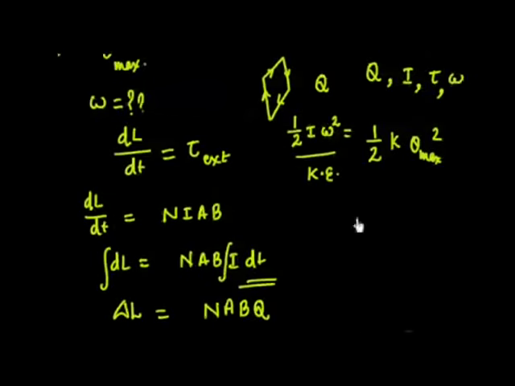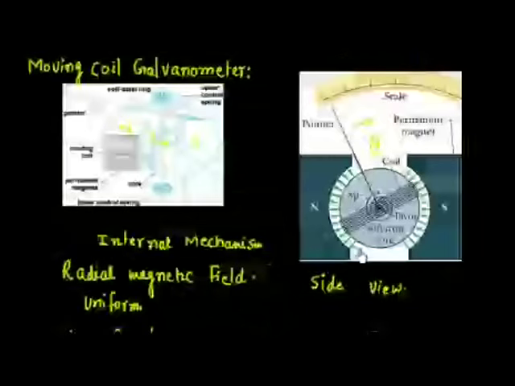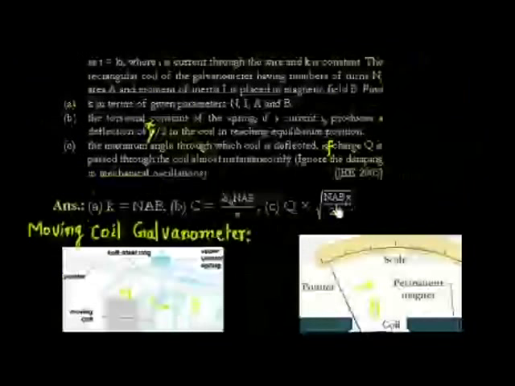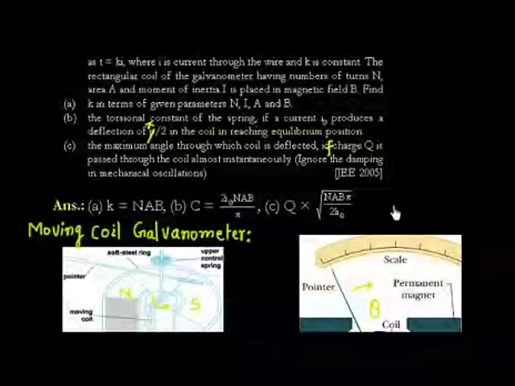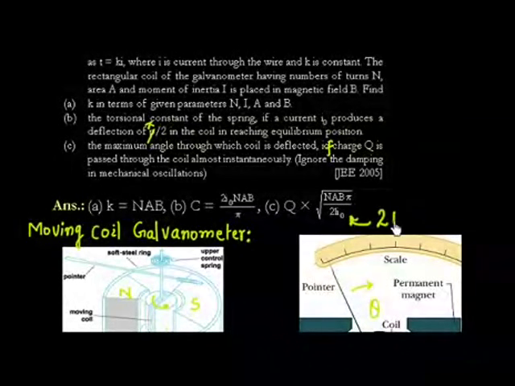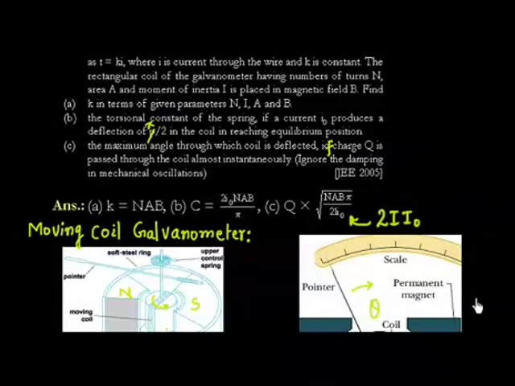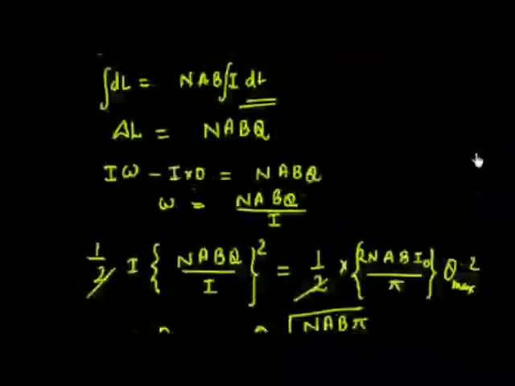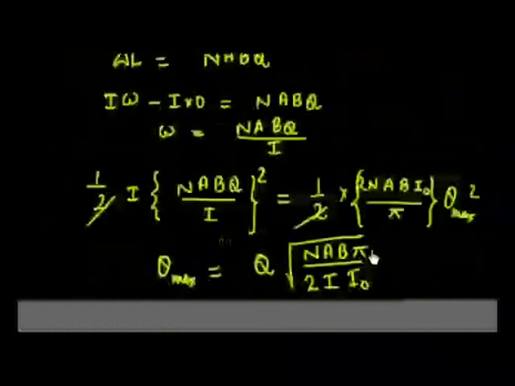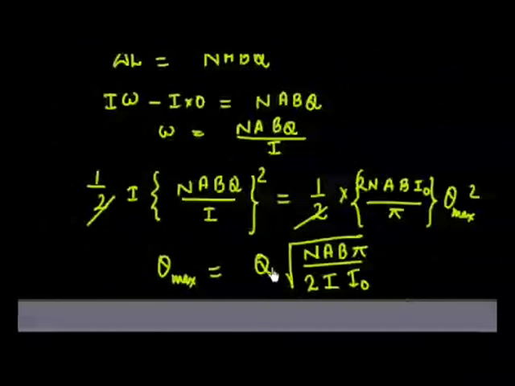So you can check the answer again. You have the same thing here, NAB pi divided by 2I naught. No confusion. So you see, NAB pi divided by 2I naught into Q. This is the maximum deflection you will have.